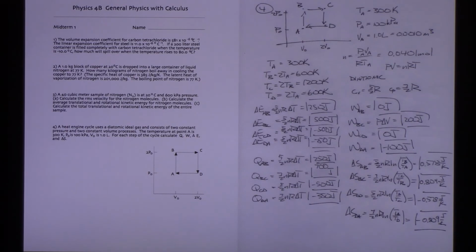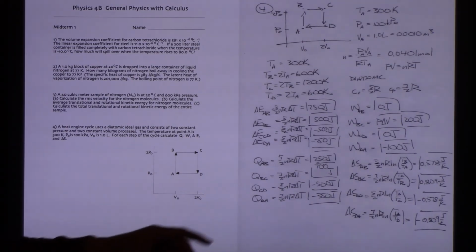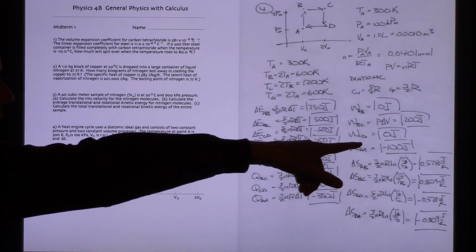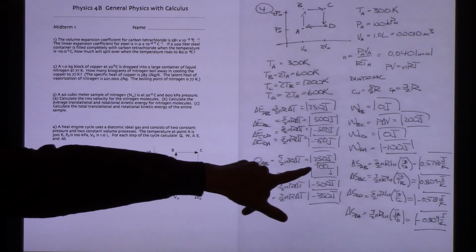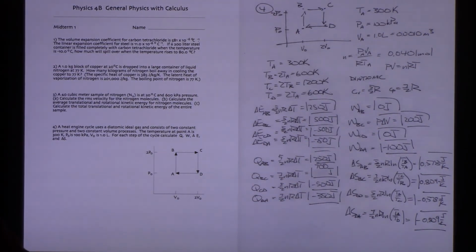So how efficient is this engine? We could ask that question. Well, we got 100 joules of work out, and the investment was 950 joules. So 10%, something like that, a little better than 10% efficiency for the engine that we have outlined here. All right, so that's the first set of 4 problems.